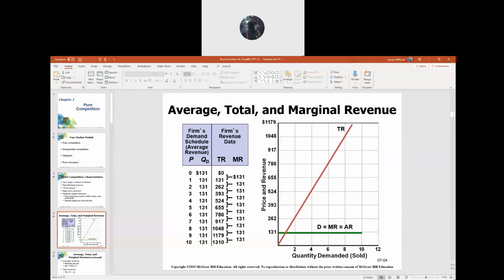So the demand curve and the marginal revenue curve are both set at 131 here. And you can see the total revenue curve goes up by 131 every time. Up 131 when you sell 2 units, up 131 when you sell 3 units, and so on. So this is your constant total revenue curve, and this is your flat demand curve, which is also your marginal revenue curve, because each additional unit is exactly the same marginal revenue. Okay, so the key here again is this flat, perfectly elastic demand curve.